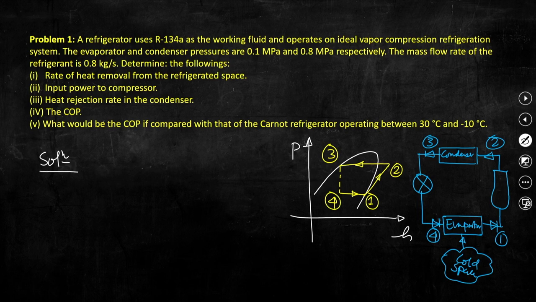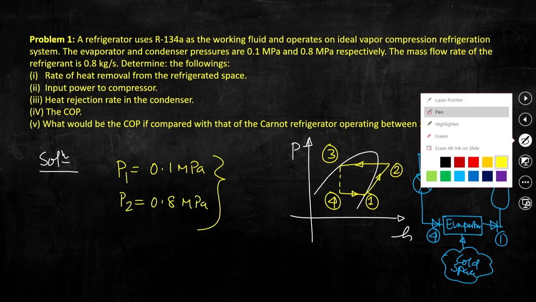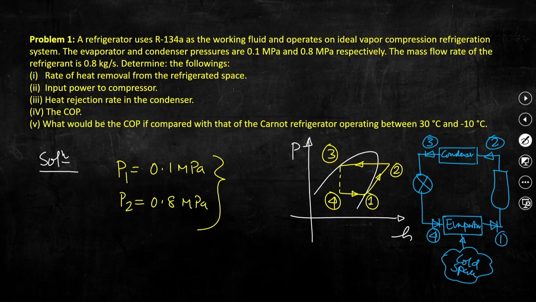Now, from the given data, the evaporator pressure is 0.1 MPa. So, basically P1 is 0.1 MPa and P2 equals 0.8 MPa. So, this is what we can write from the problem statement.